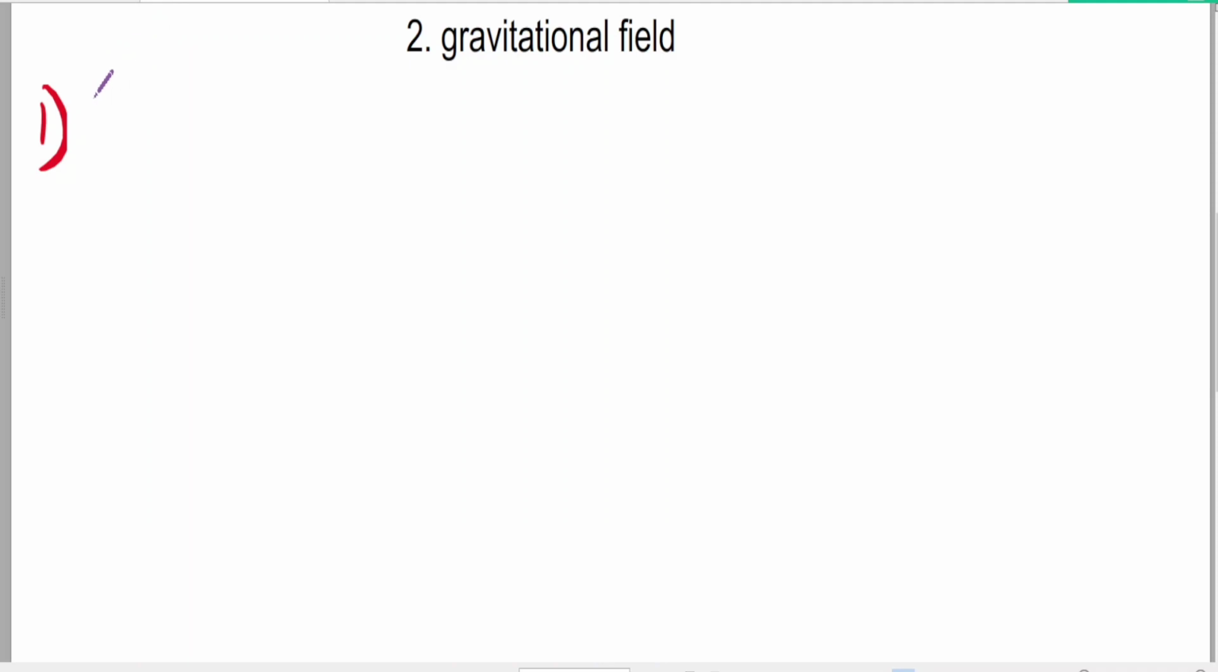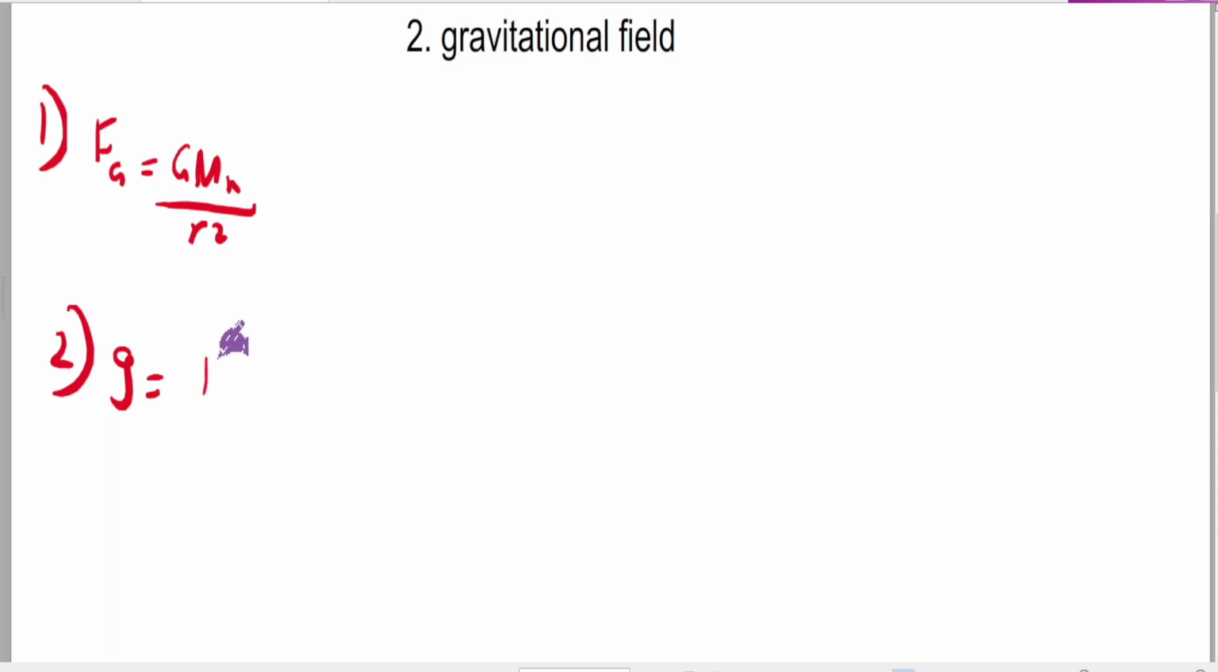Next chapter is gravitational fields. Gravitational force is G M m over r square, where G is the gravitational constant, capital M is the mass of the planet, small m is the mass of the satellite or the orbiting object, and r is the radius. Gravitational field strength is gravitational force over m, and I know gravitational force is G M m over r square. Divide this by m, this m gets cancelled, and I get G M over r square.